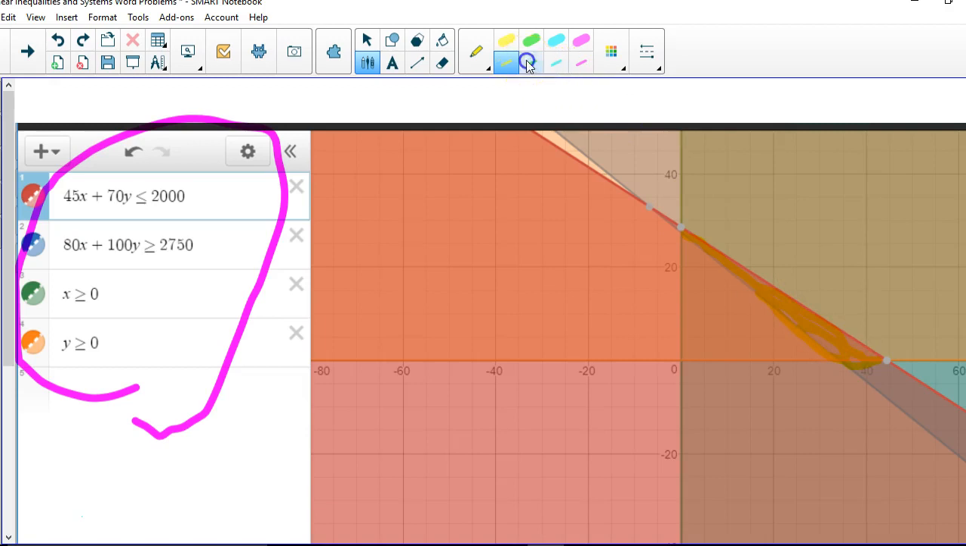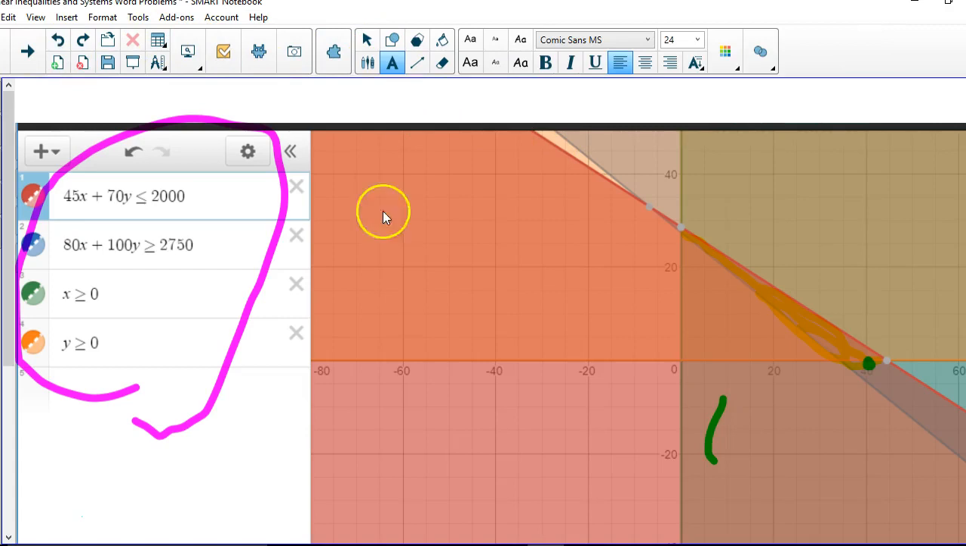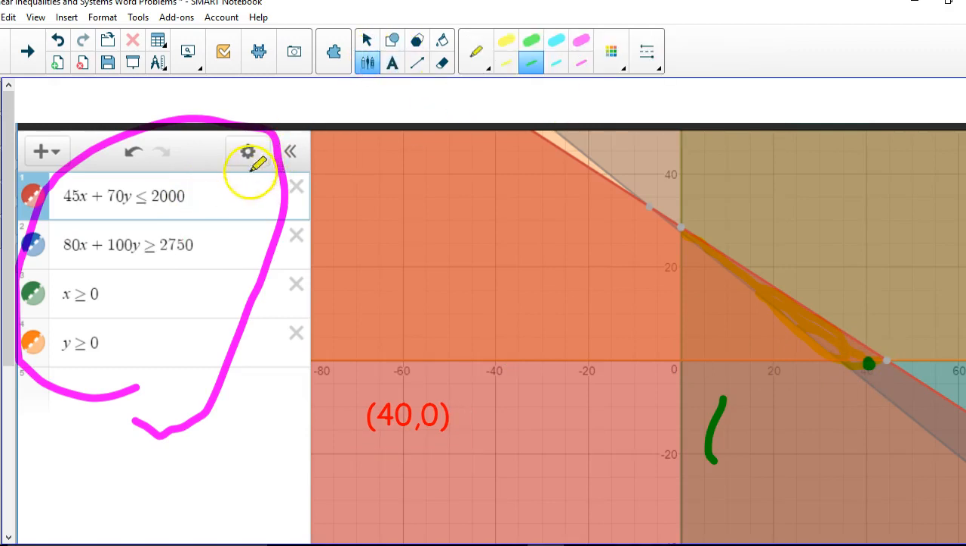So what I did just to double check, I thought it was this area in here. But to double check, I tested a point. I took 40, 0. And I just made sure if that really is a solution, it should work for each equation. So if I plug 40, 0 in this one, it's a true statement. If I plug in 40, 0 into this one, it's a true statement. If I plug 40, 0 into this one, it's a true statement. And if I plug 40, 0 into this one, it's a true statement, which just confirms that the overlap is right here.